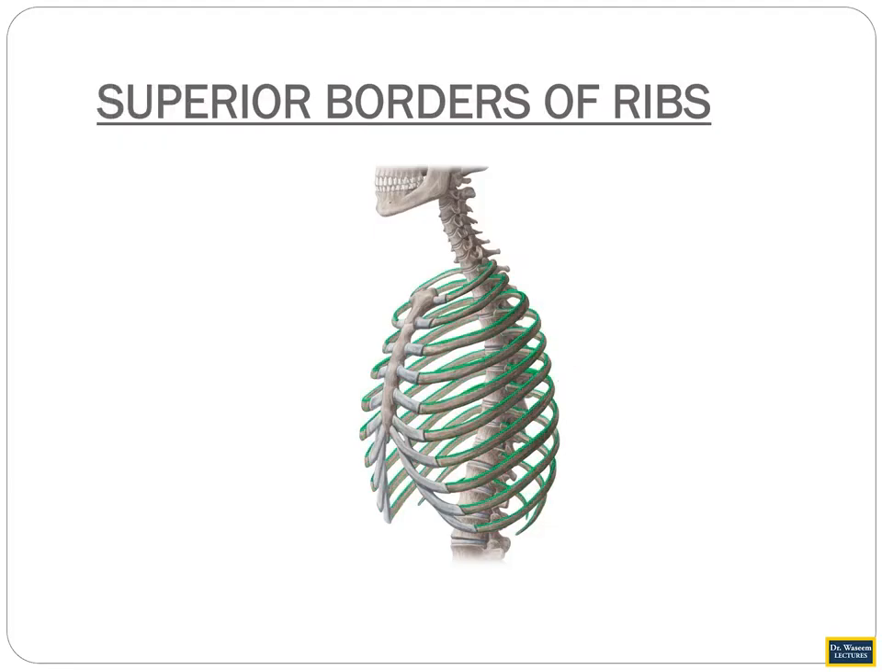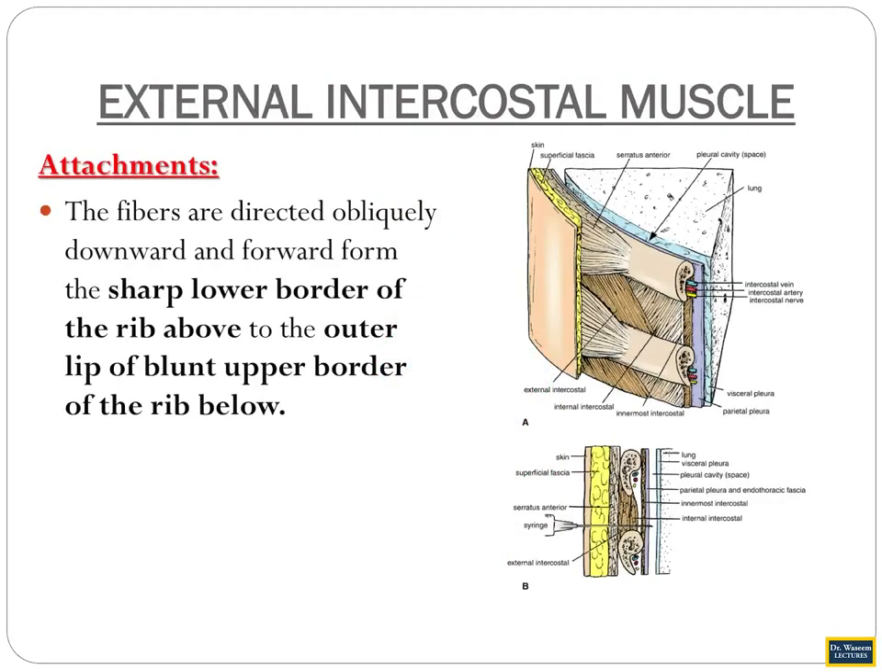I told you that the external intercostal muscles, if you are looking at them, these fibers are directed obliquely downward and forward like this, downward and forward. From where? From above to down, from the rib above to the rib below.